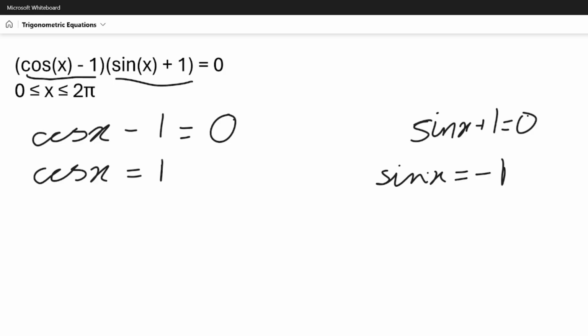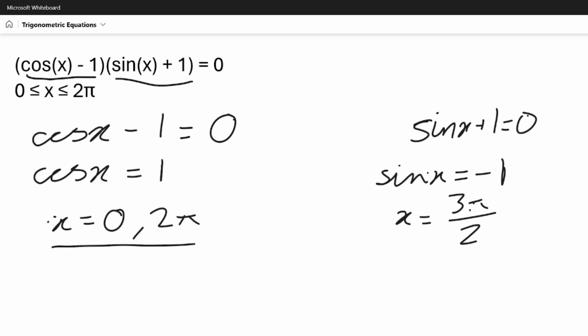Now, our next step is to find the exact values. So for cos x equals 1, my exact values are going to be 0 and 2 pi. And for sin x equals negative 1, my exact value is going to be 3 pi on 2. I have nothing attached to the x, so I don't have to worry about our fourth and final step, and these are our answers.